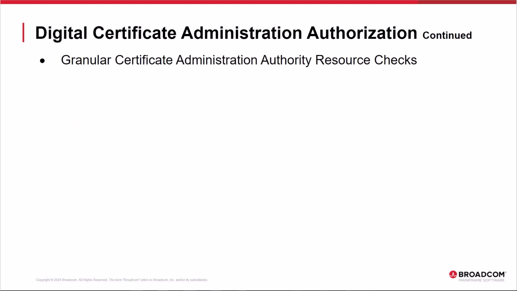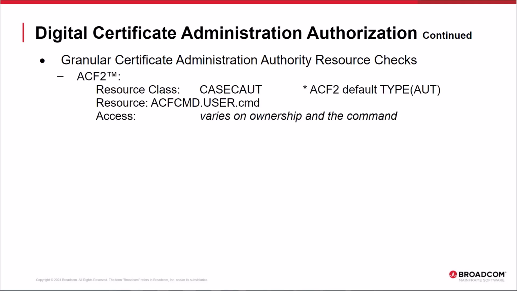Each of the z/OS ESMs allows for more granular control over key ring and certificate administration by allowing users access to commands specific to key rings and certificates. ACF2 utilizes a resource class of CASECAUD, which is mapped to a type code of AUD, with a resource name of ACFCMD.user.cmd, where CMD is the specific key ring or certificate command.